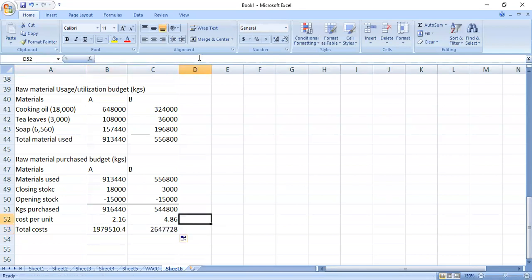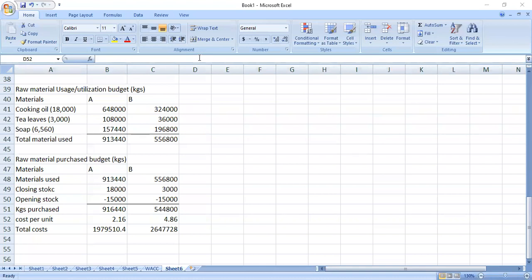I thought for purchase budget we use the total material used times. Yes, it depends. If they ask for raw material purchased budget, it has two: when you have purchase cost and when you have purchased units.